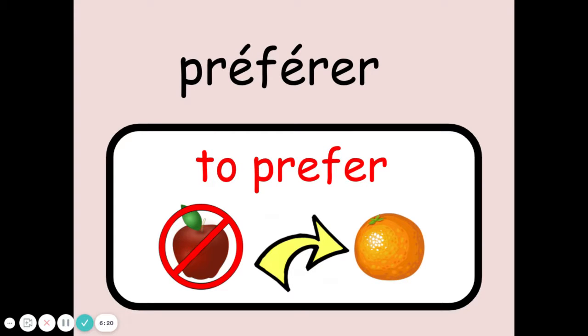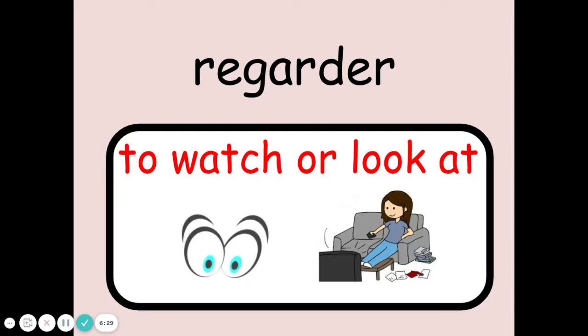Préférer, we've seen it before conjugated at the top. Now you have it with just the ER on it. To prefer. Regarder, to look or to watch. So regarder le tableau, look at the board. Regarder la télé, watch TV.